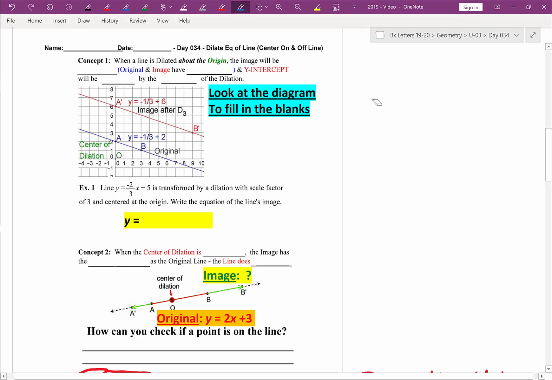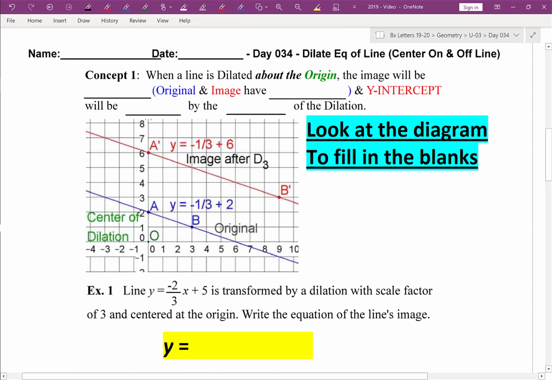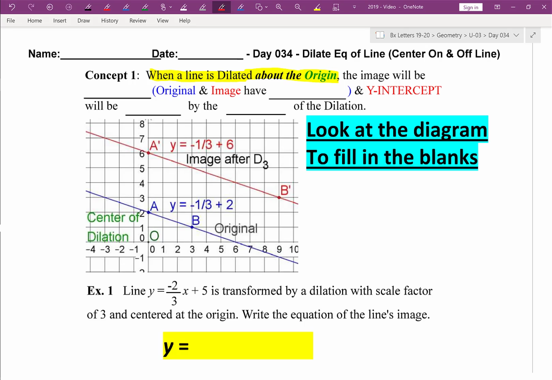Okay, so coming back, if you look here, the original is the blue, the image is the red, and when we dilate a line about the origin, the image will be parallel. That means that they will have the same slope or equal slopes.